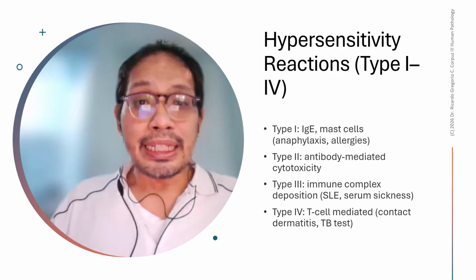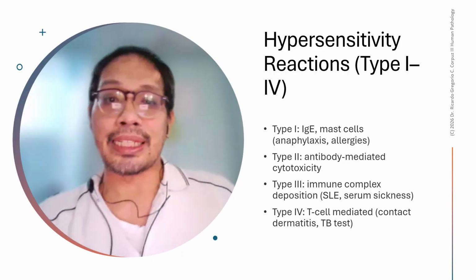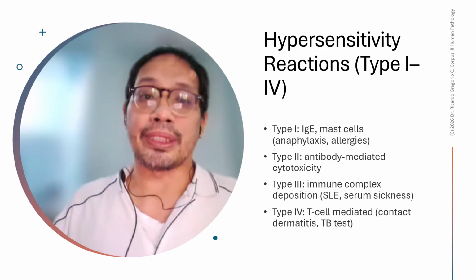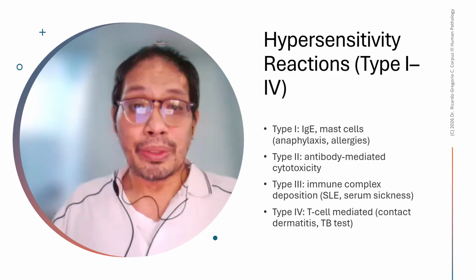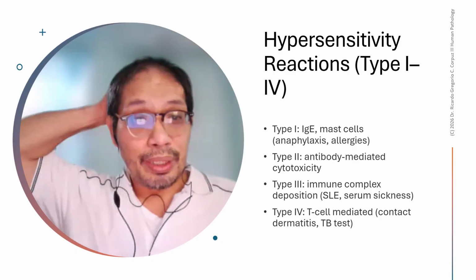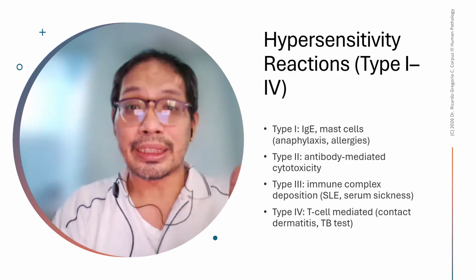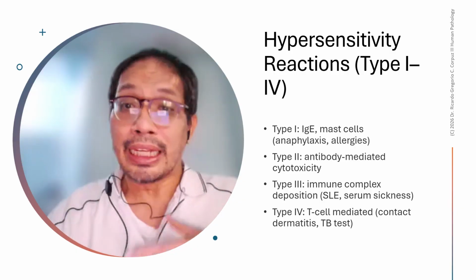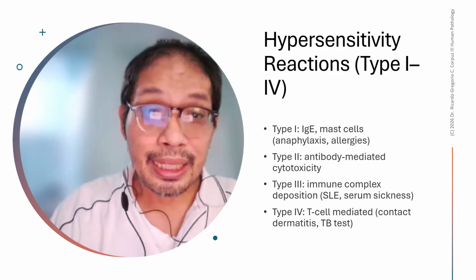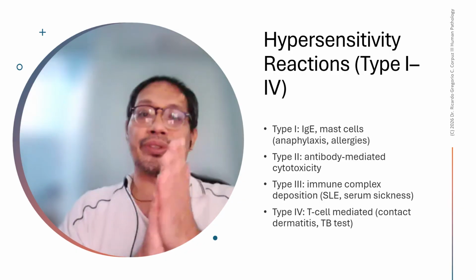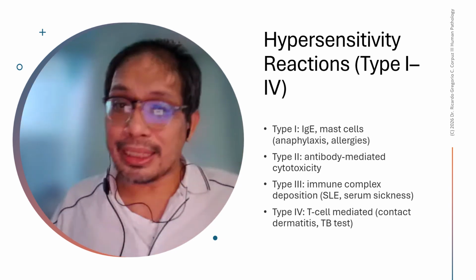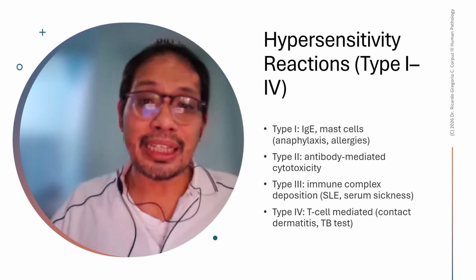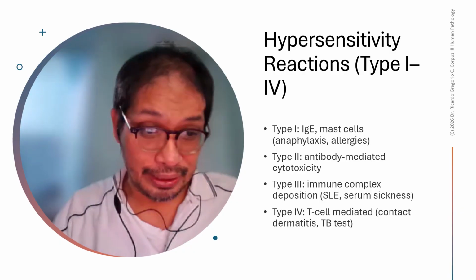Type 4, T-cell mediated. CD4 T cells, which is delayed hypersensitivity, granuloma; CD8 T cells, which is cytotoxicity. Examples are what? Contact dermatitis from poison ivy, TB granulomas, type 1 diabetes, and multiple sclerosis. So each type has a distinct mechanism, distinct morphology, and predictable clinical patterns.